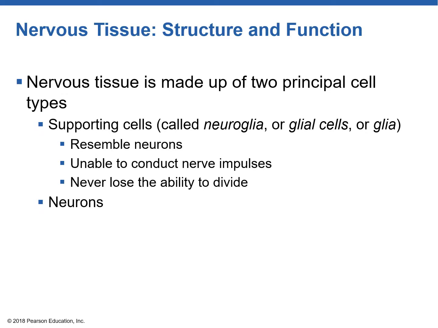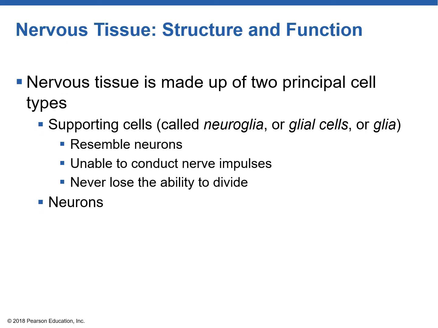Okay, so like I said at the beginning of this lecture, nervous tissue is made up of two principal cell types. We have our supporting cells, which are the glial cells. Now, this particular author describes them as resembling neurons. I haven't really found that to be the case. From looking at our histology slides, the glial cells are generally a lot smaller, and they're a lot more numerous as well.